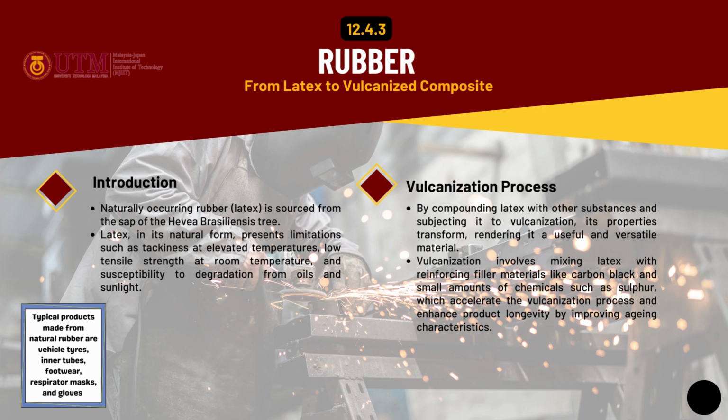Vulcanization involves mixing latex with reinforcing filler materials like carbon black and a small amount of chemicals such as sulfur, which accelerate the vulcanization process and enhance product longevity by improving aging characteristics. For additional information, typical products made from natural rubber are vehicle tires, inner tubes, footwear, respirator masks, and gloves.